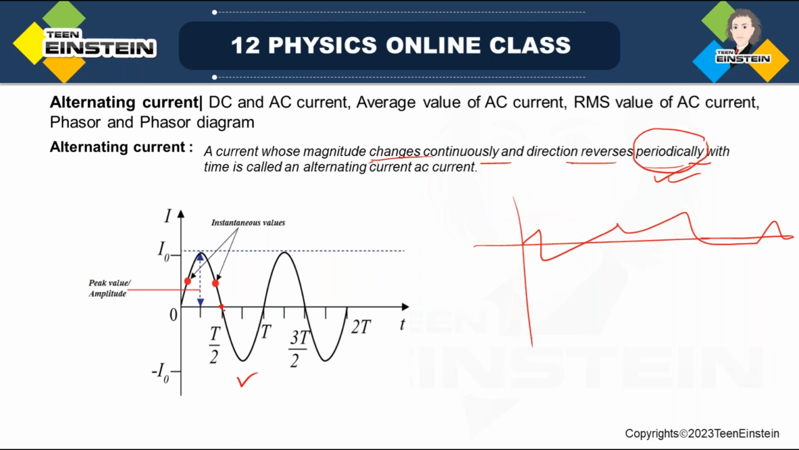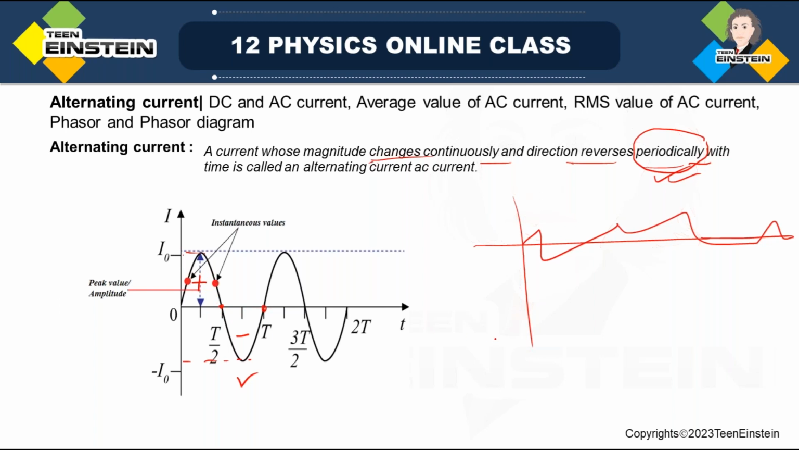By T by 2 it becomes 0, and by T it becomes 0 again, and it is going to the other direction. So this part is positive current and this part is negative current. It has a maximum value here and a maximum value here, and the maximum values are the same on both sides. So it is symmetric about the time axis as well as varying periodically. Since it is varying as a sine function, it is called sinusoidal.